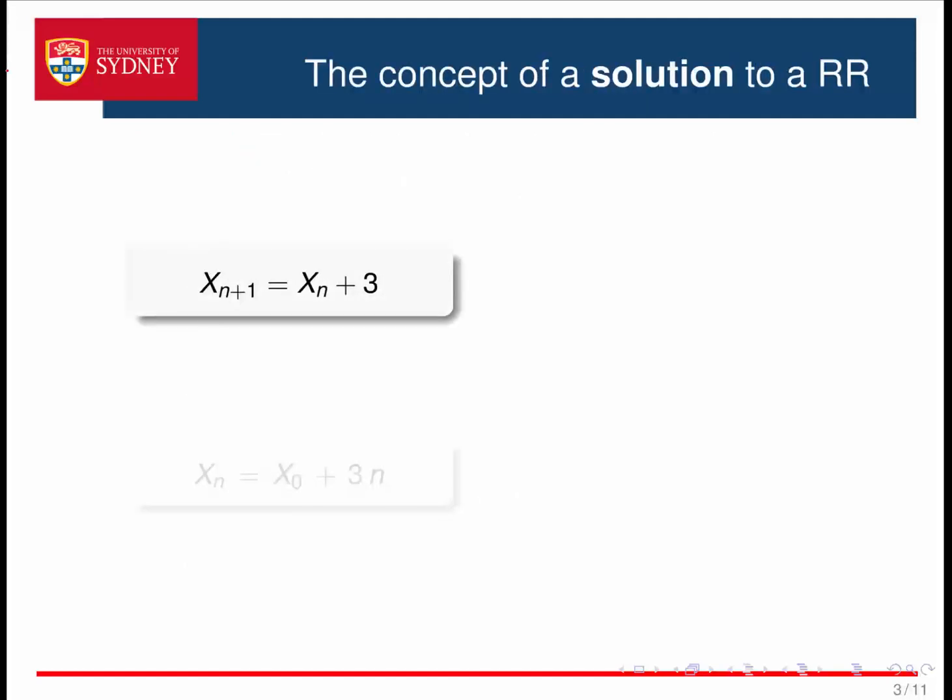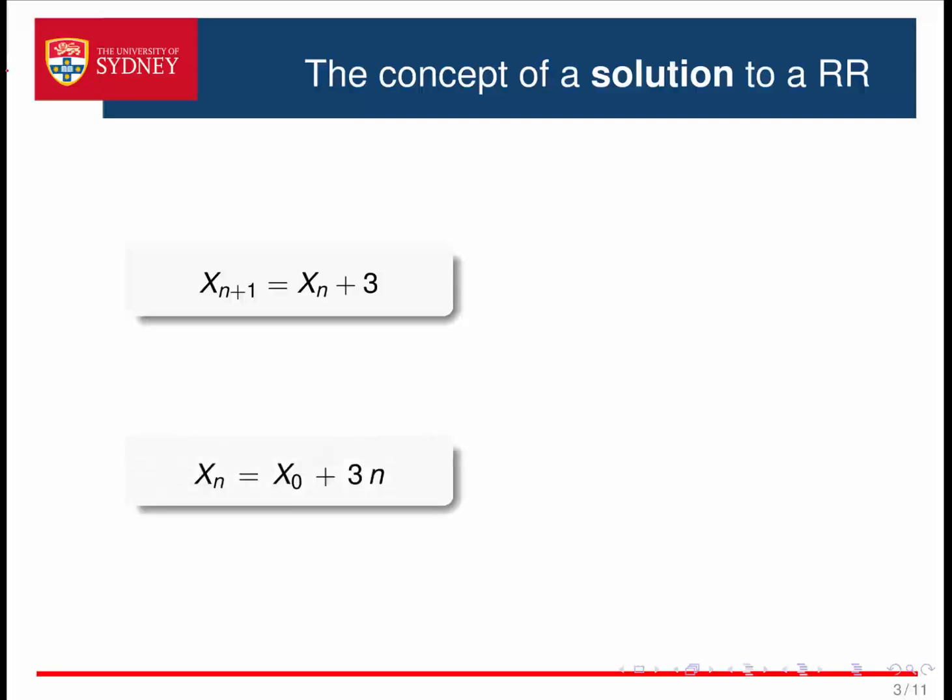Slide 3. The concept of a solution to a recurrence relation. Let's consider the 2 important formulae that we have talked about in the last slide. The first formula, xn plus 1 is equal to xn plus 3, tells us the number of club members in the next week is equal to the number of club members in the present week, plus another 3 members.